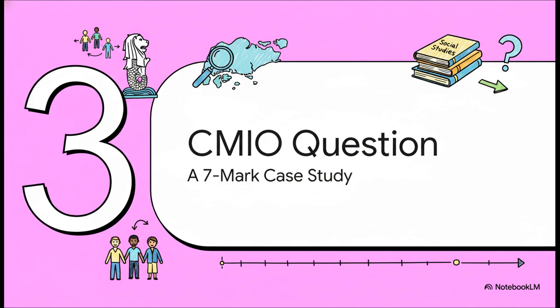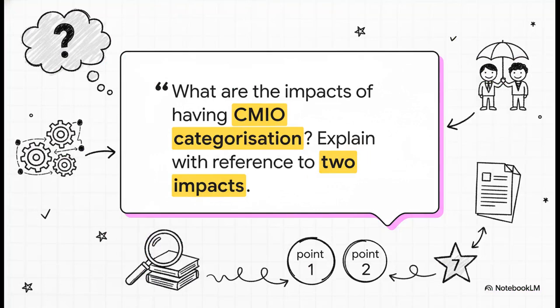All right, let's get our hands dirty with our first case study. We're going to take a real 7-mark question about the whole CMIO categorization thing in Singapore. You've probably studied this under Living in a Diverse Society. It's a classic. So here's the question.